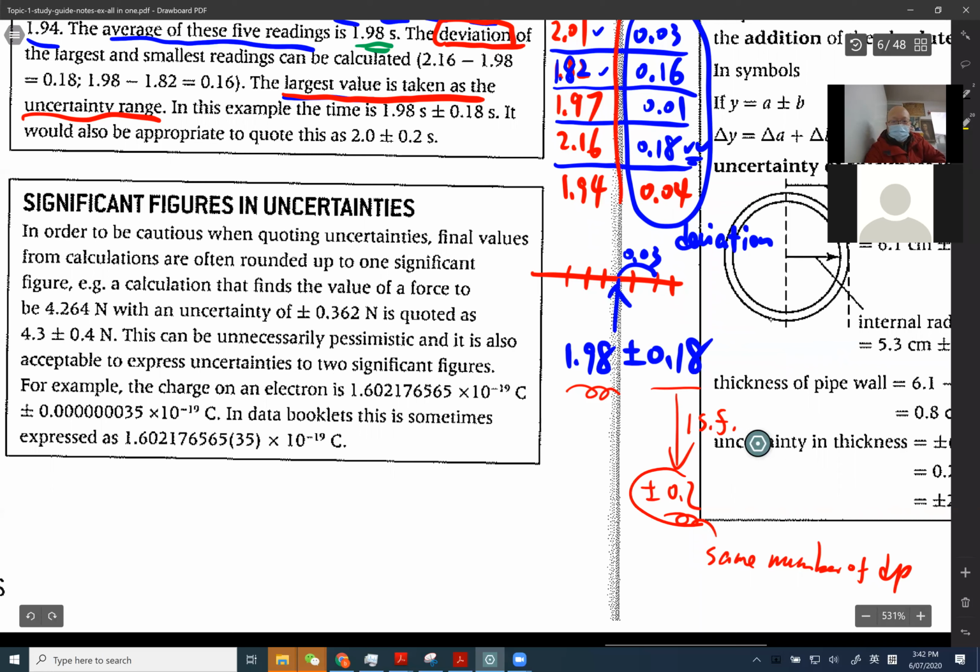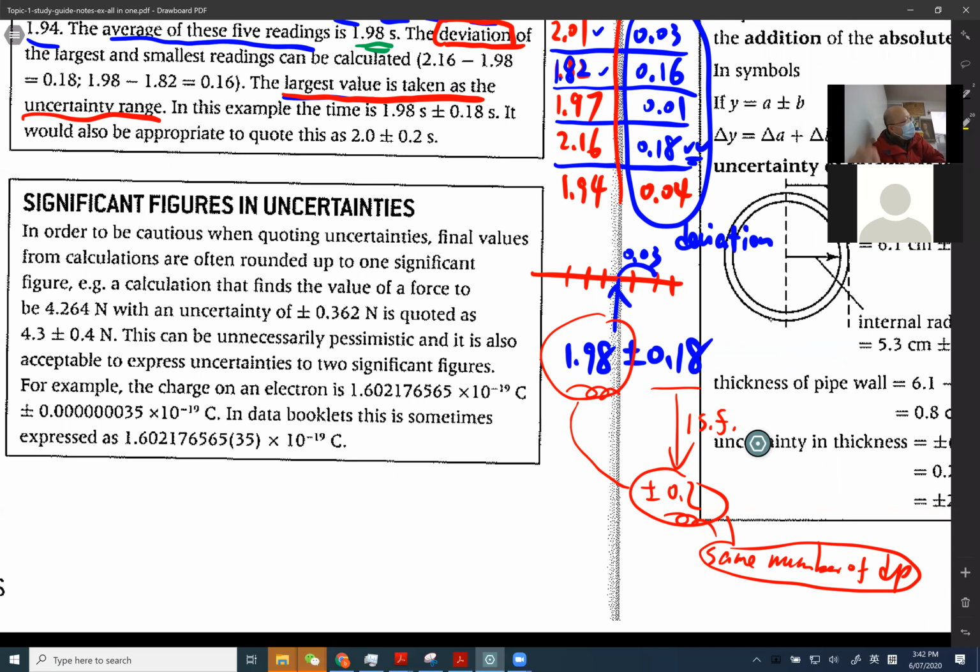This one, same number of DP. You run uncertainty first, and then run the previous part. 1 DP, right? 2.0. So same number of DP for the uncertainty and the average value.